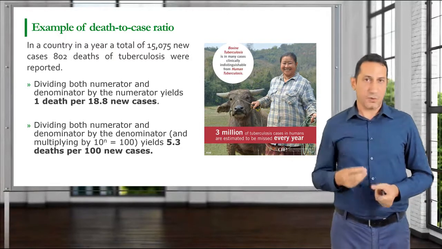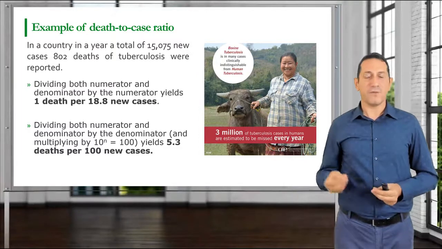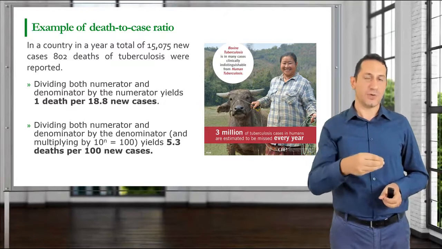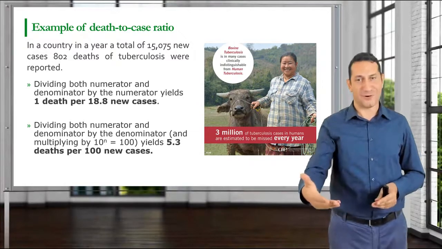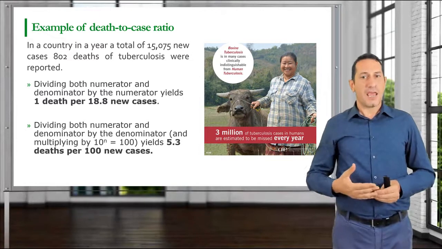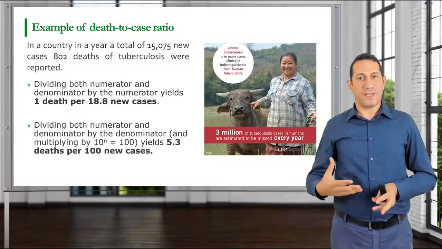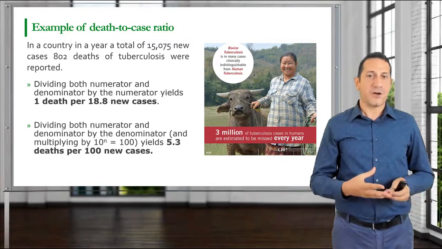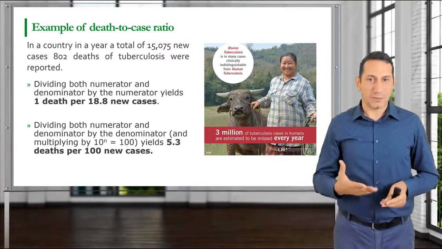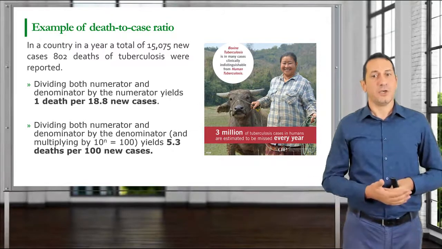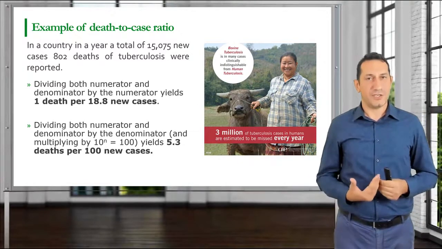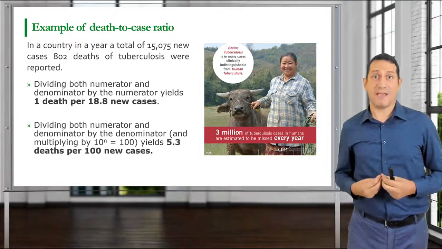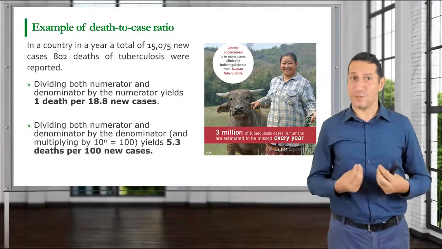We have to note that presumably many of those who died had initially contracted tuberculosis years before, because this is a chronic disease. Therefore, many of the 800 cases in the numerator are not among the 15,000 in the denominator. So the death to case ratio is a ratio, but it's not a proportion. Keep this in mind in order to differentiate between the measures.